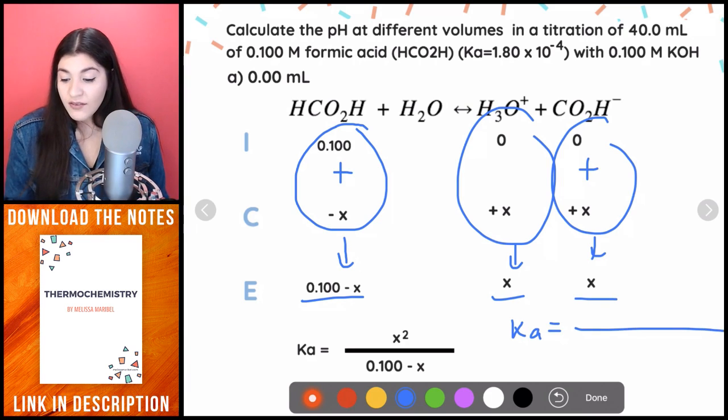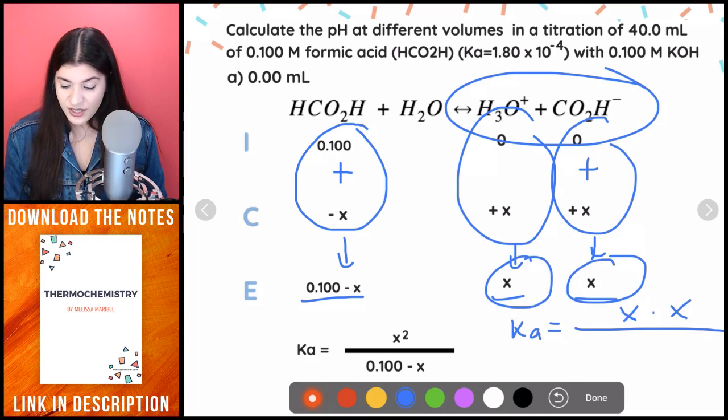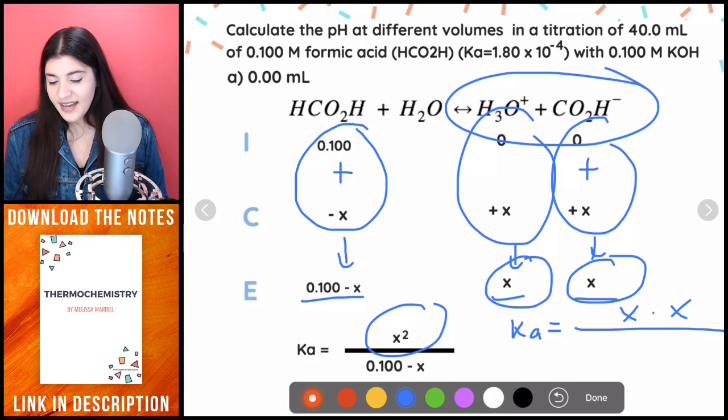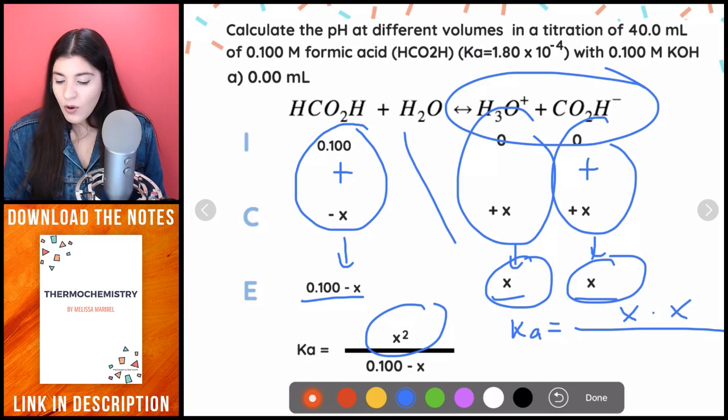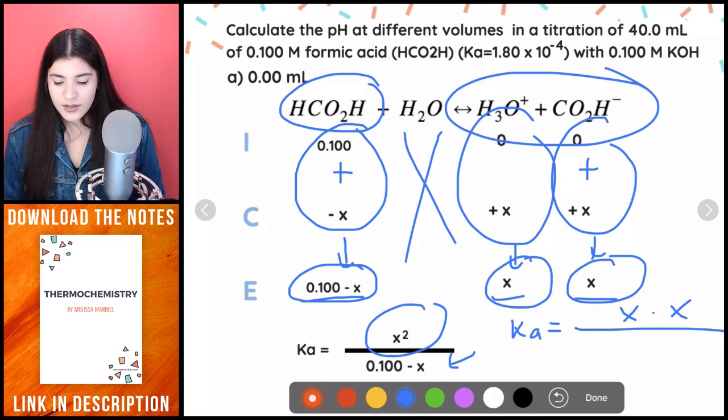I would have these products here. And what did we say those products are? Well, it's x and x. That's where I get x times x, which gives us x squared. And then next, my reactants have to go on the bottom. I don't care about the water, so that's where this is going to go on the bottom. And that's how I'm building this Ka expression.